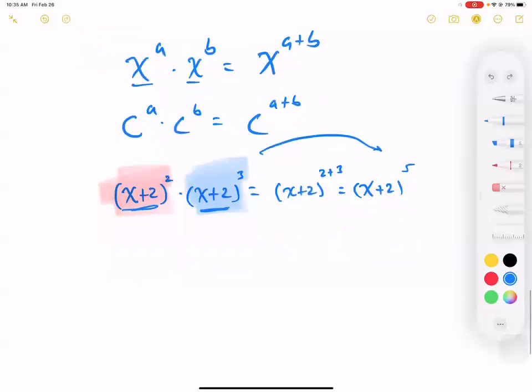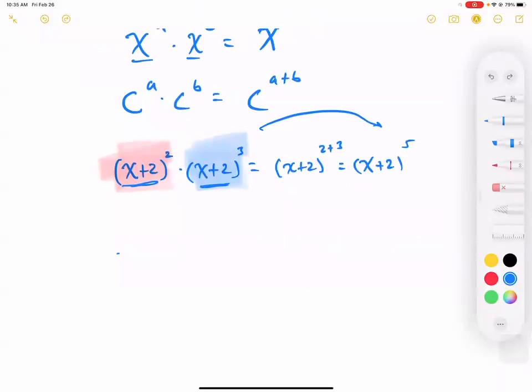Now, what if you end up with a problem that looks a little suspect? If I say 3 to the x times 3 to the 5th, are we multiplying powers with the same base? If we are multiplying powers with the same base, excellent. That means all we do is add the exponents.